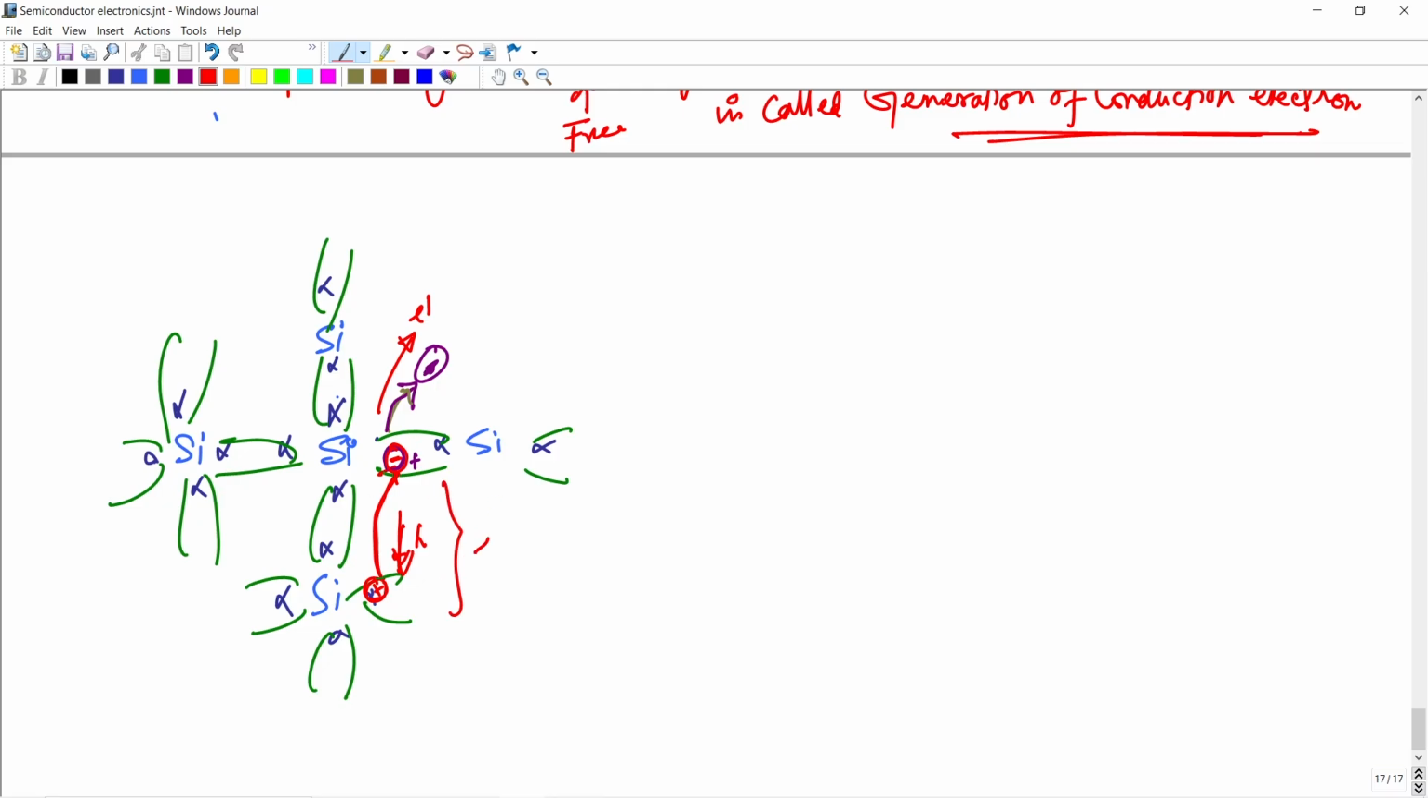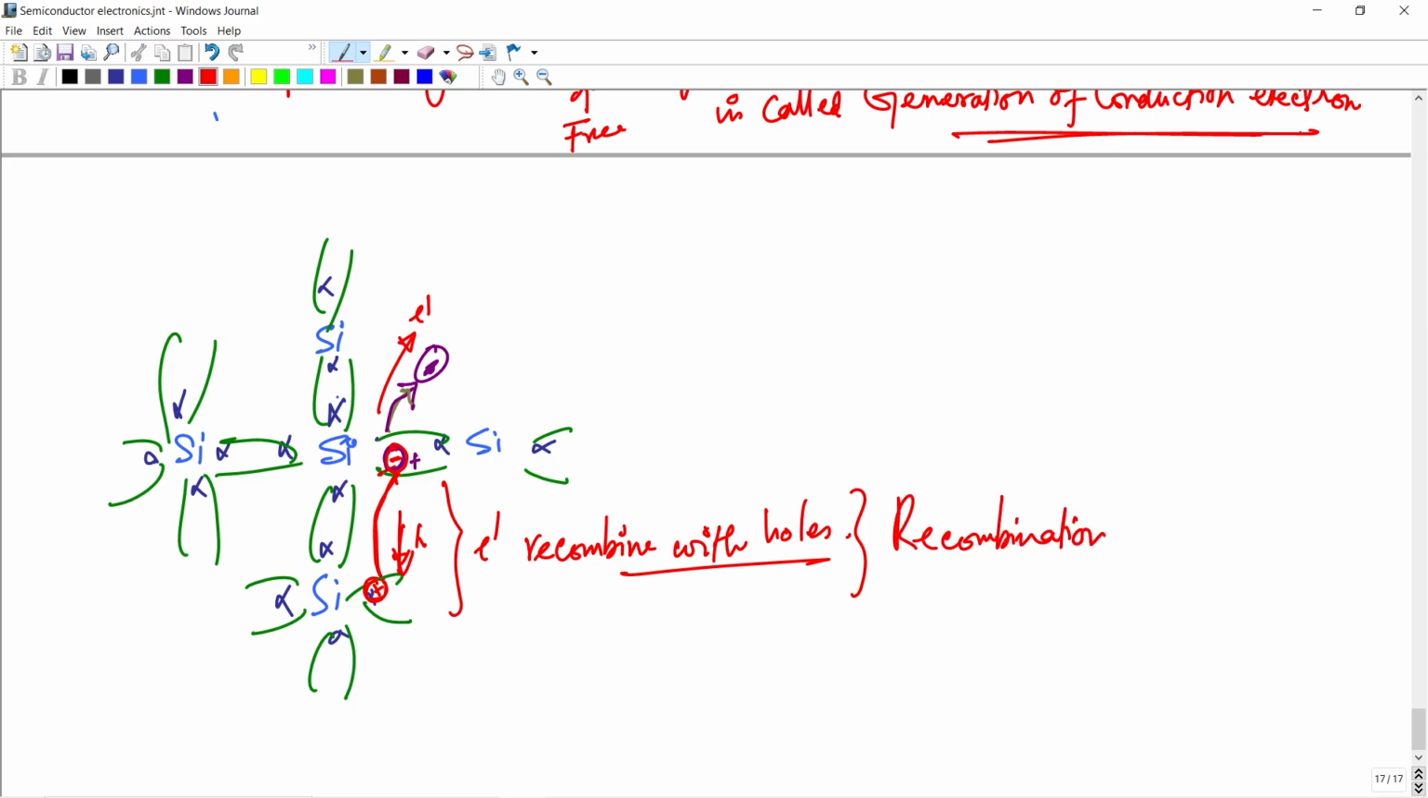Here the electron recombines with holes, and this process is called recombination. That's very important. Here you see this electron and an electron from another band recombine. Here there is a hole, a positive charge, and this electron moves here, so the hole moves in that direction, and the electron moves in the exactly opposite direction.